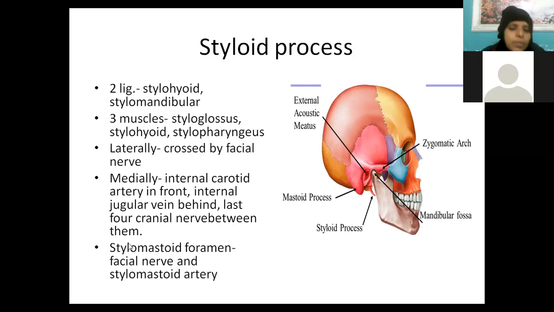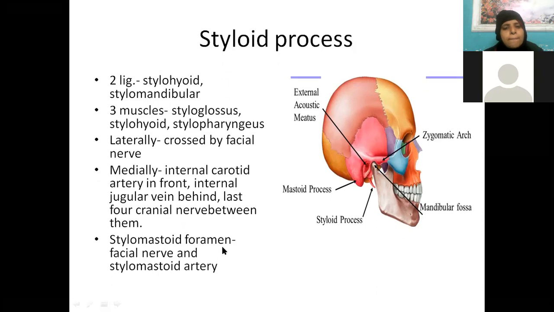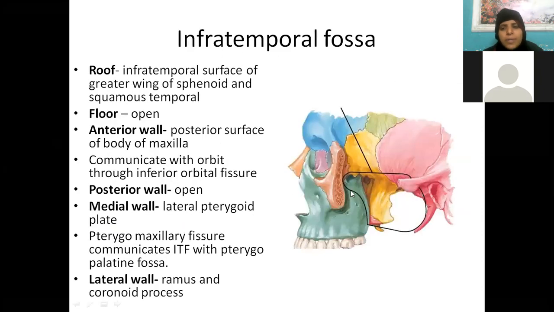So between the mastoid and styloid processes, we have a small hole which is called the stylomastoid foramen, which gives passage to the facial nerve and also the stylomastoid artery. Now coming to the infratemporal region, infratemporal fossa.